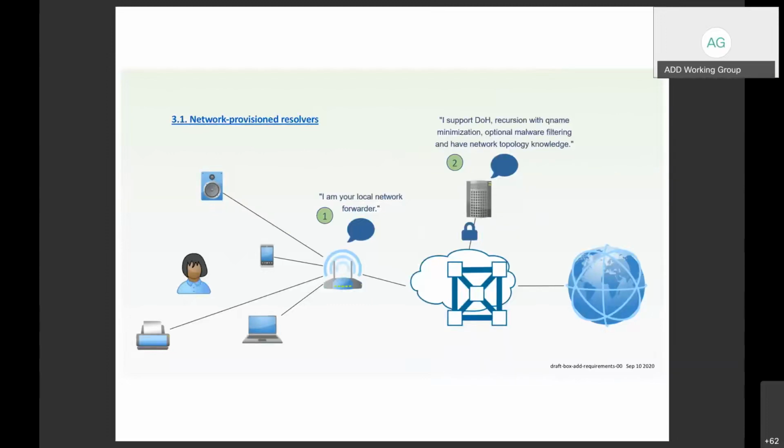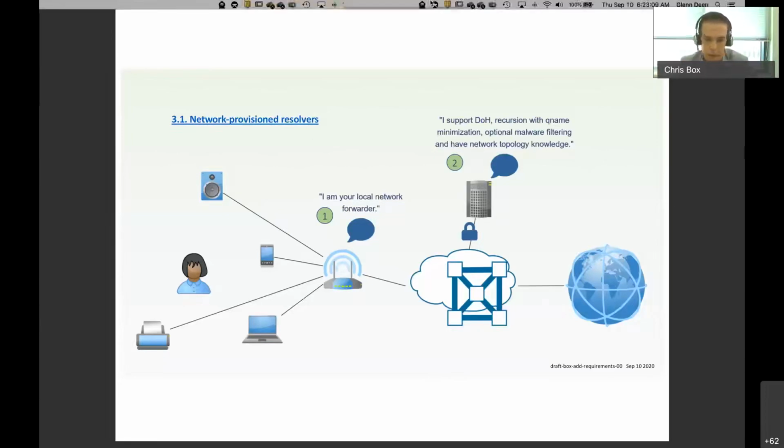All right, so within section 3, there are various subsections. So here's the first one. This is network provisioned resolvers. Here we have an end user in a home, and this is the resolver that is given out via DHCP. This resolver implements functions that are not surprising to anyone, so they are acting as the local resolver for that local network.